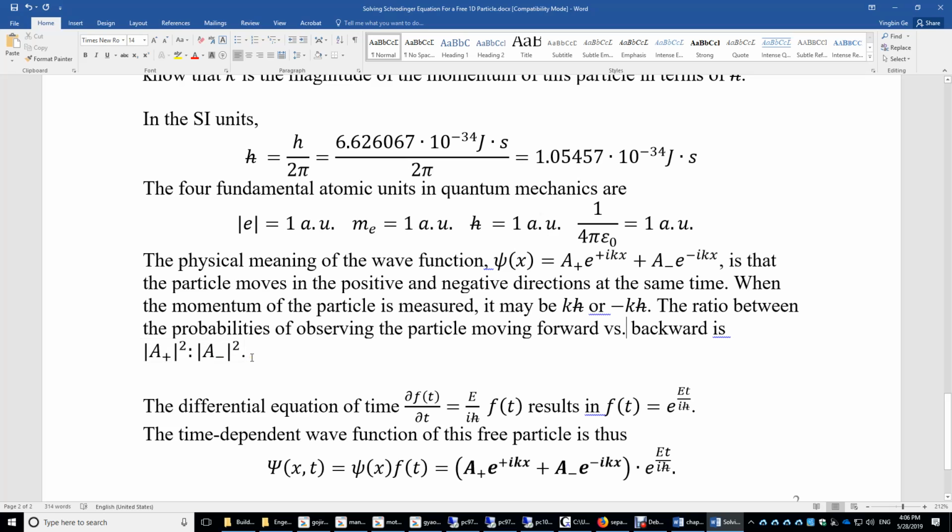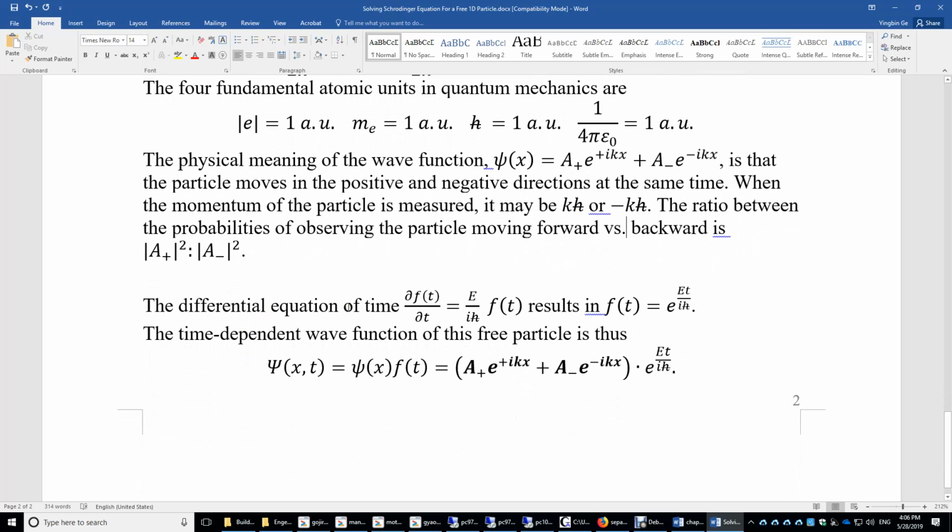The differential equation of time: the first derivative of this f function of time with respect to time is equal to E divided by i h bar times the function of time. This results in this function of time being equal to an exponential function, e to the power of Et over i h bar. You can verify this by plugging this f(t) in here and in here. You will see this equation holds. Therefore, the time-dependent wave function of this free one-dimensional particle is this.